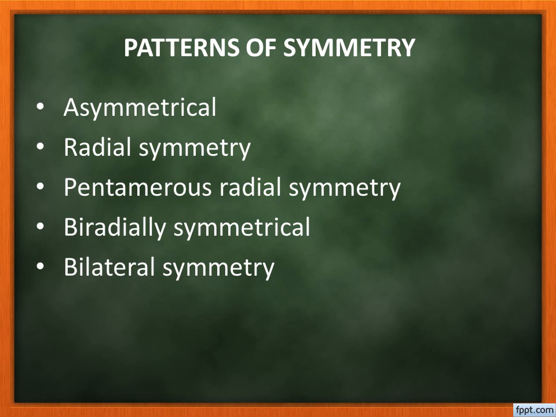So let us see the types of symmetry. The first one is asymmetrical, second one radial symmetry, third one pentamerous radial symmetry, fourth one biradial symmetry, and the fifth one is bilateral symmetry. Understand? So let us see one by one.